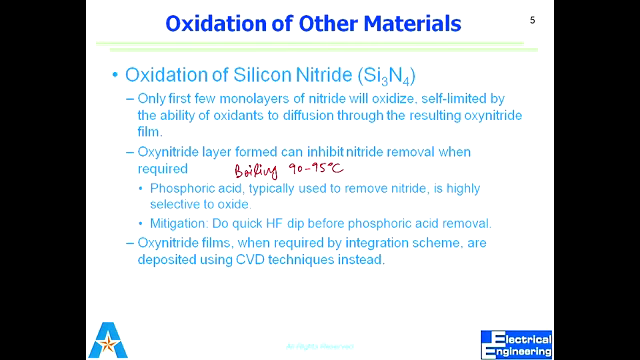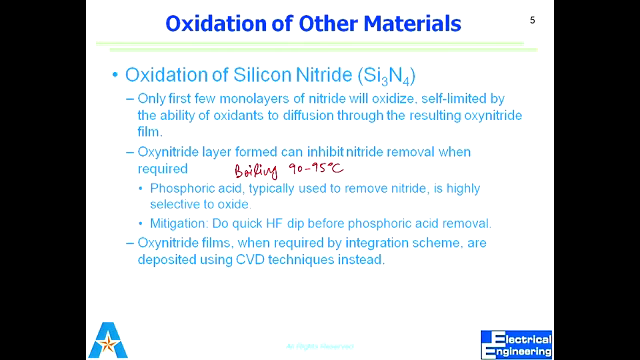So if I understand that correctly, hydrofluoric acid removes oxynitride, but phosphoric acid does not. Not oxynitride, it's actually oxide. Yes, you got it right. HF is used to remove oxide, but phosphoric acid does not remove oxide.